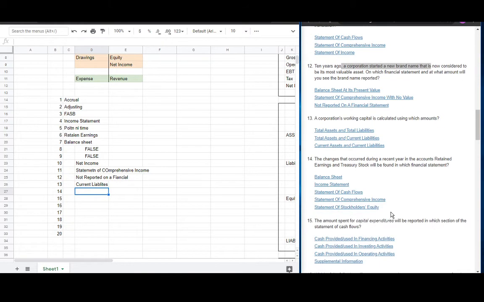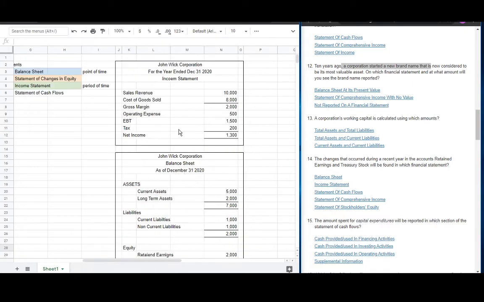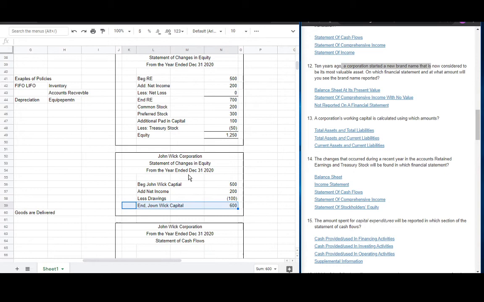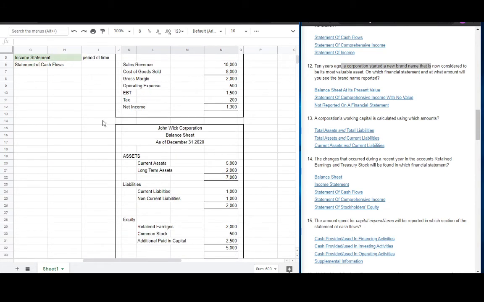And 14. So, the changes that occurred during a recent year in accounts, retained earnings, and treasury stock will be found in which financial statement? It is the statement of stockholders' equity. And so, example again, stockholders' equity is this. So, makita natin na may dalawa klase tayo. Statement of changes in equity ng sole proprietorship o small business, one owner lang. Kita natin na yung beginning capital plus net income minus drawings ay yung ending capital, na ito na yung gagamitin sa financial position, sa balance sheet.